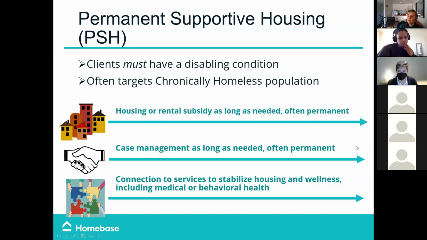And then finally, a hugely important part of permanent supportive housing is connection to services. Services that help to stabilize a person in housing, services that support wellness. Specifically in permanent supportive housing, there is often a huge emphasis on medical and behavioral health supports, because every client who is enrolled will have a disabling condition. So it's very important that clients are connected to services that meet those needs.